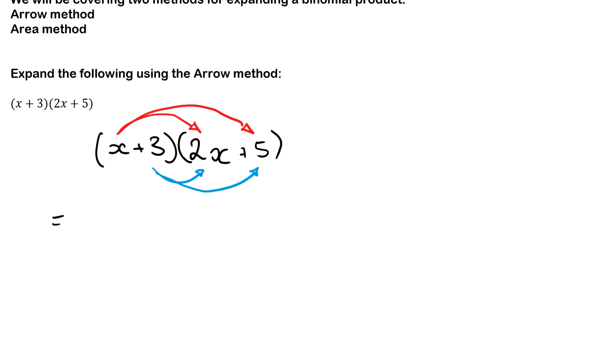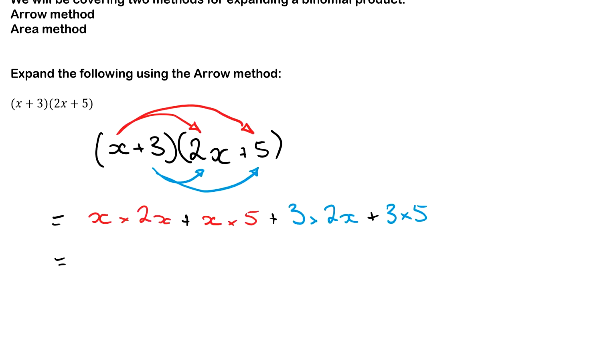So if we do the first smaller red arrow, we get x times 2x. Then we have the big red arrow, so x times 5. We do the smaller blue arrow, so 3 times 2x. And then we do the long blue arrow, and we get 3 times 5. Now this step that I've just written out, you can actually skip this if you want and go straight to what I'm about to write down now.